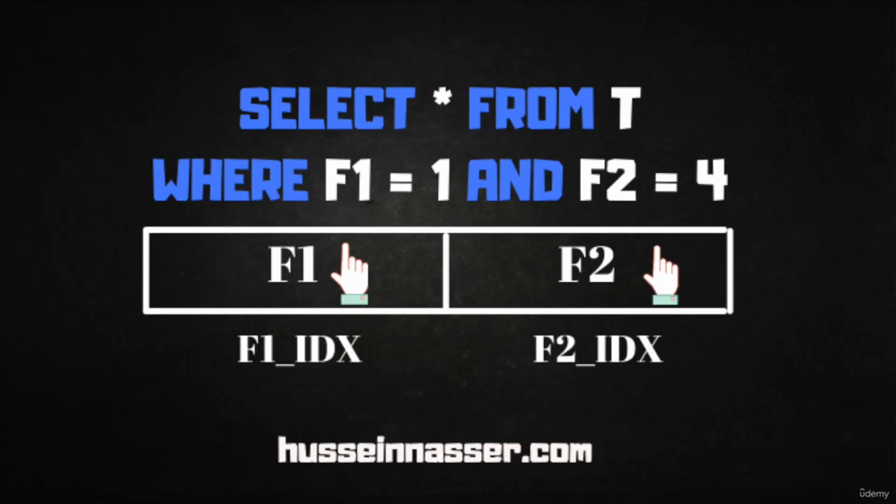This video is not going to discuss combined indexes, one index that has multiple columns, because I already discussed that. So let's say we have a beautiful table with just two columns, F1 and F2.